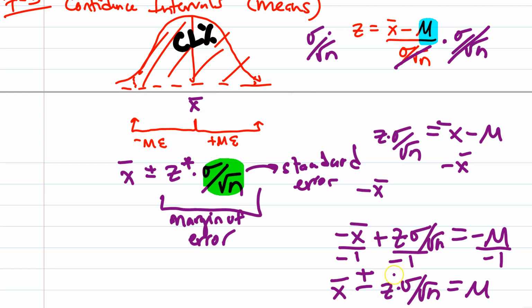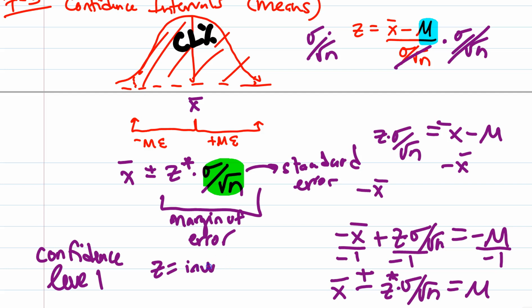And the other thing we do is we put a little star on the z. Why do we put a star on the z? We get that z from the confidence level. So the confidence level, to get z, we do inverse norm, confidence level plus 1 over 2. And that will give us that z-score, just like it did before.